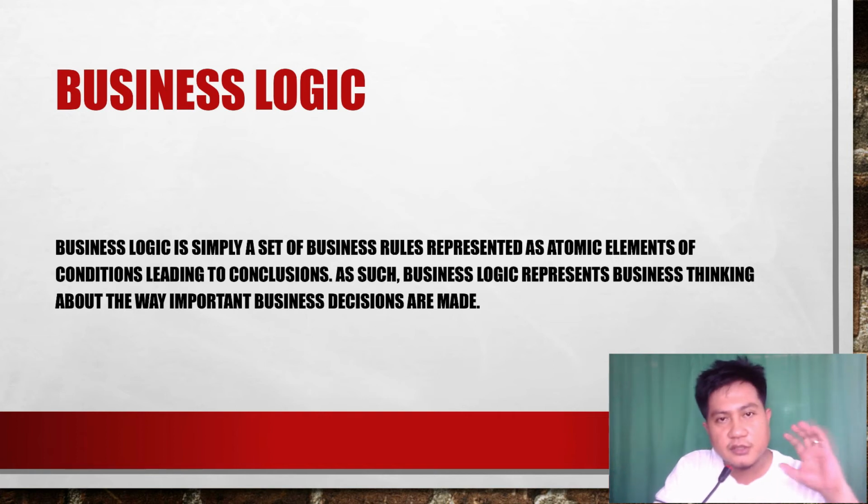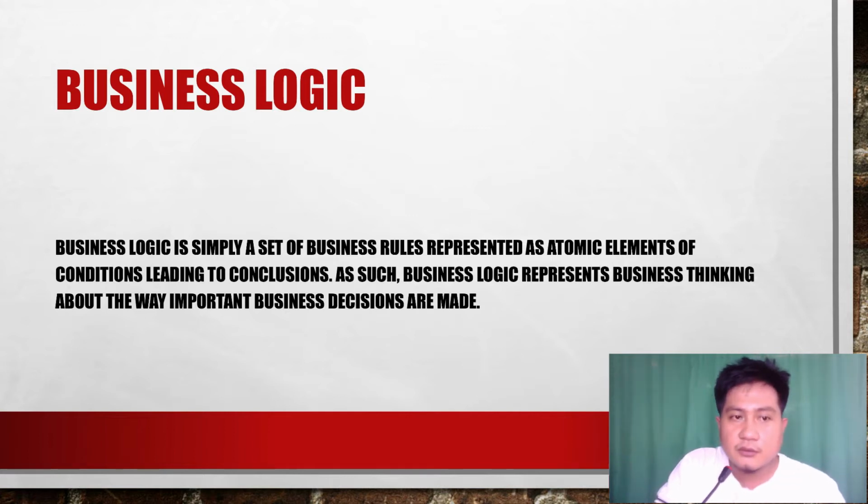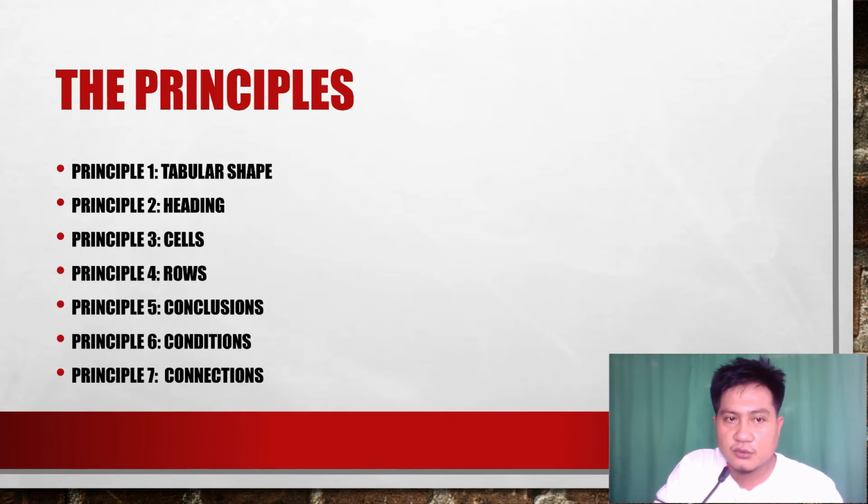So we have these business rules, then from those business rules we develop a system, and with that system we implement the rules as business logic so that we can come up with a decision. Okay, so with the book written by von Halle and Goldberg, there are 7 principles. So we have the tabular shape, the heading, the cells, the row, the conclusions, conditions, and connections. These 7 principles are what we are going to talk about today.